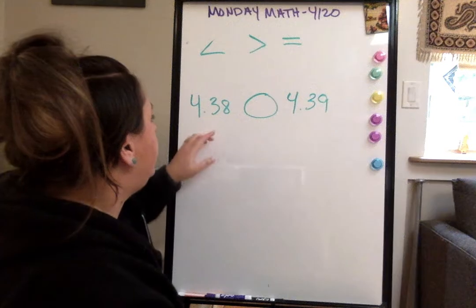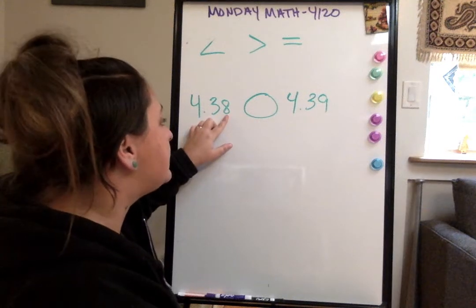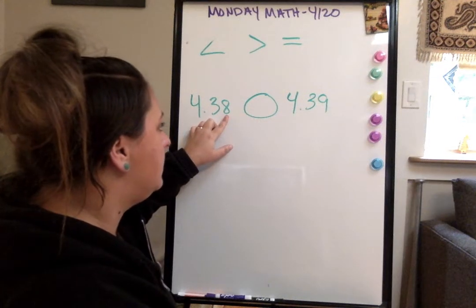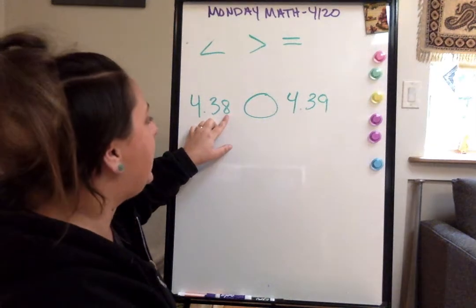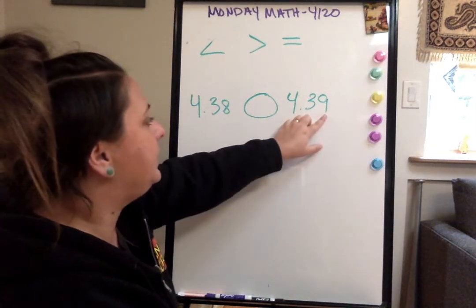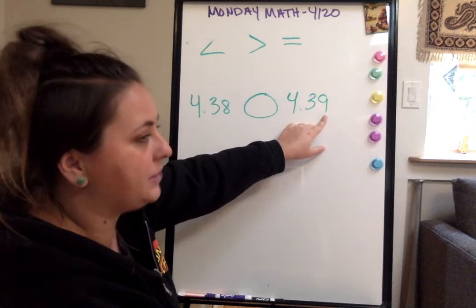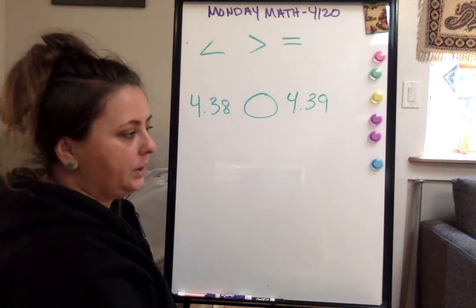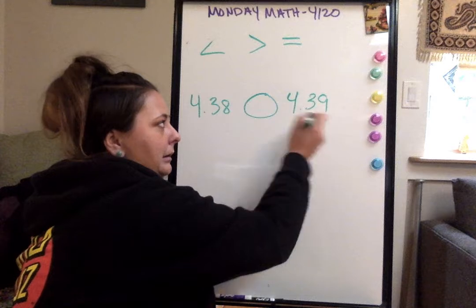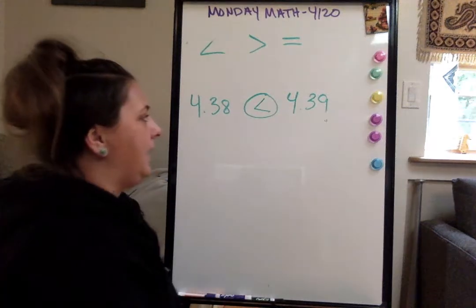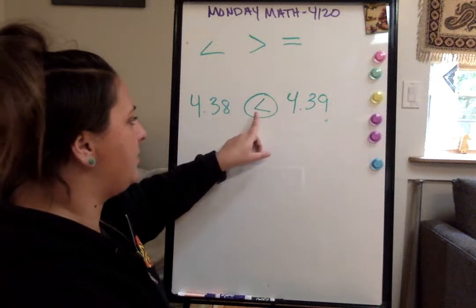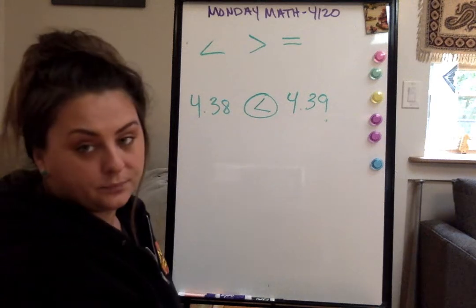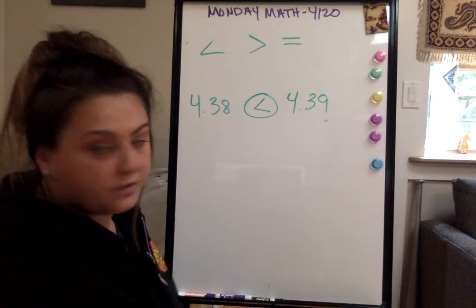Okay? Here you have 8 hundredths, not thousands, 8 hundredths, and here you have 9 hundredths. So which one is bigger? 9. 9 is bigger than 8. So 4.39 is greater than 4.38. Capiche? Good.